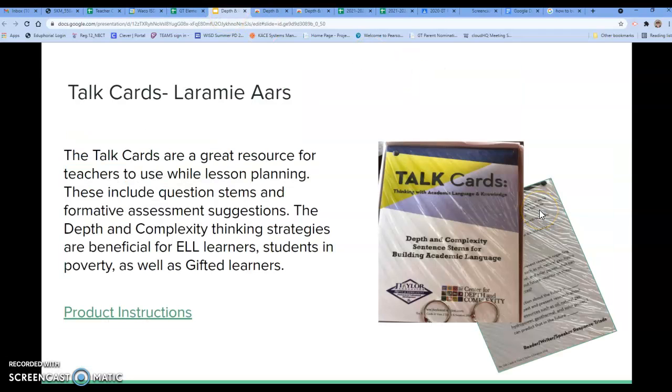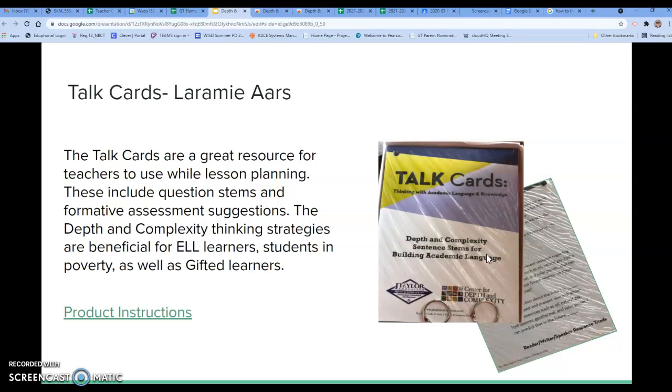The next resource, and these are things that have been given to your campus, so they are somewhere on your campus, are the talk cards. The talk cards are cool. It comes in 2 packs. One has activities, and so there's different activities that go with each of the icons.